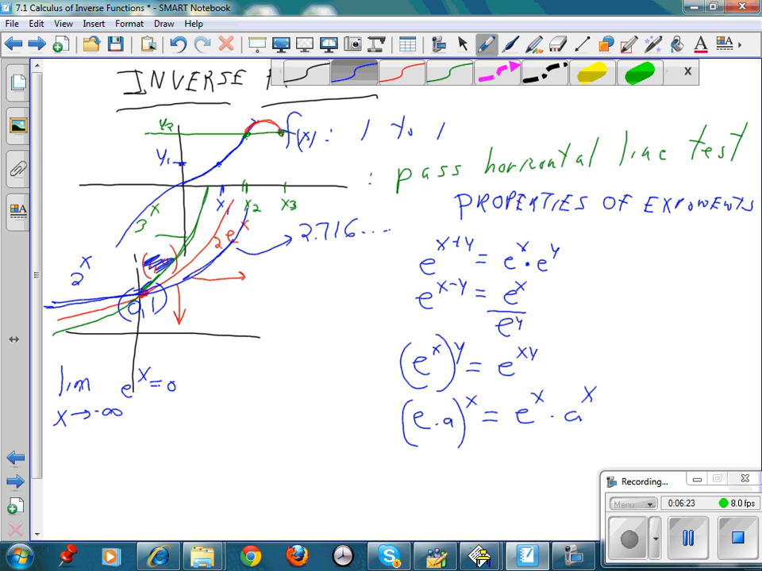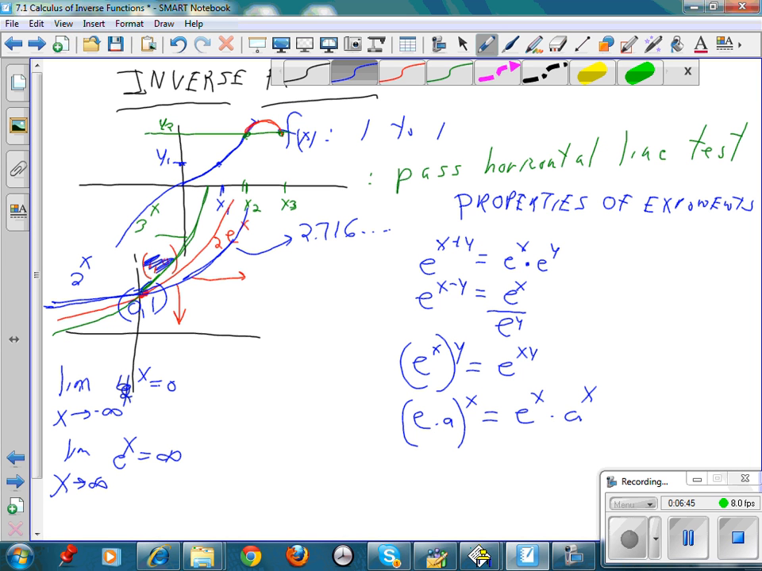That's going to be the same thing if that's e, or if that's 2, or if that's 5. Any kind of exponent, it's going to be 0. The limit as x goes to infinity of e to the x is also infinity. Notice actually the slope of these functions is always positive. So the derivative is always positive.